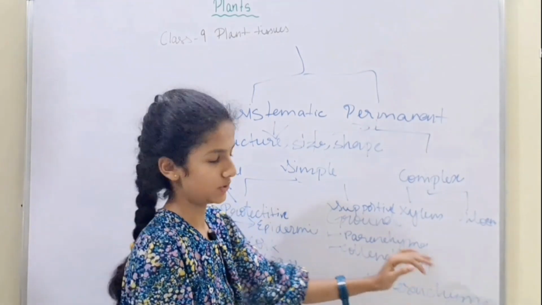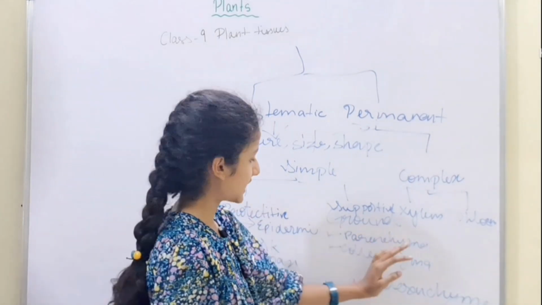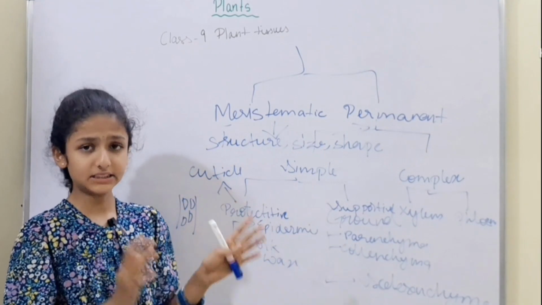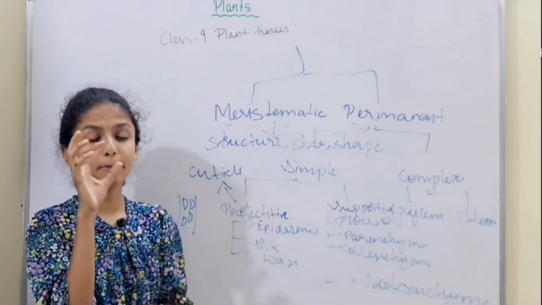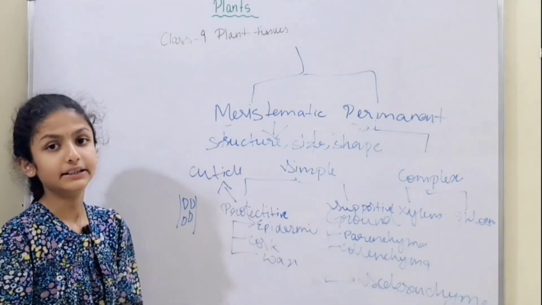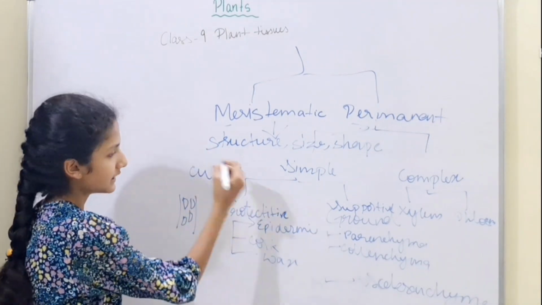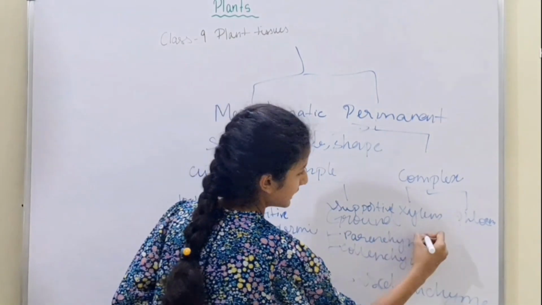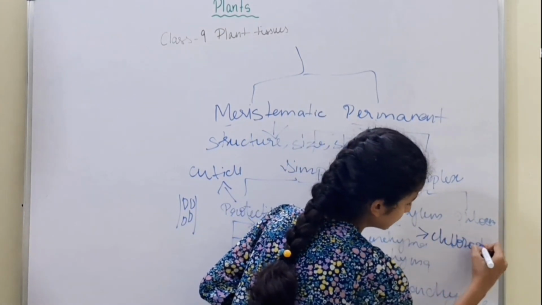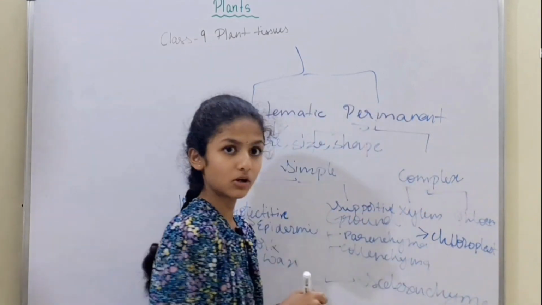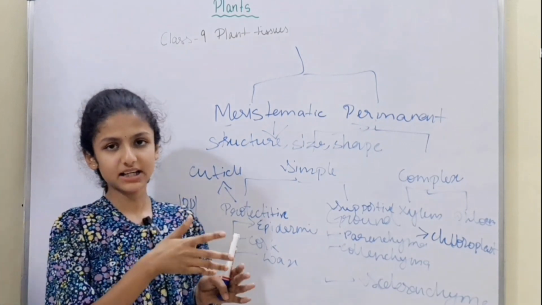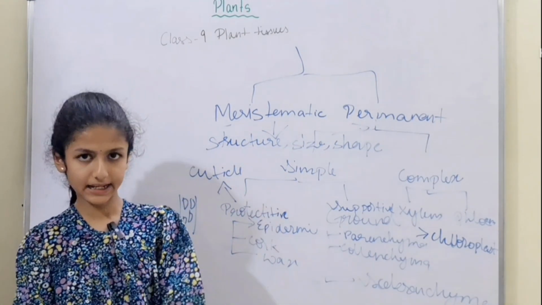Now that we have seen the different types of protective tissue, which are epidermis, cork, and wax, we are going to look into supportive tissue. In supportive tissue, we have parenchyma, collenchyma, and sclerenchyma. Now parenchyma is present in the major softer parts of a plant. Parenchyma in the leaf contains chloroplasts, so it is known as chlorenchyma. In some aquatic plants, parenchyma has air spaces and is known as aerenchyma.